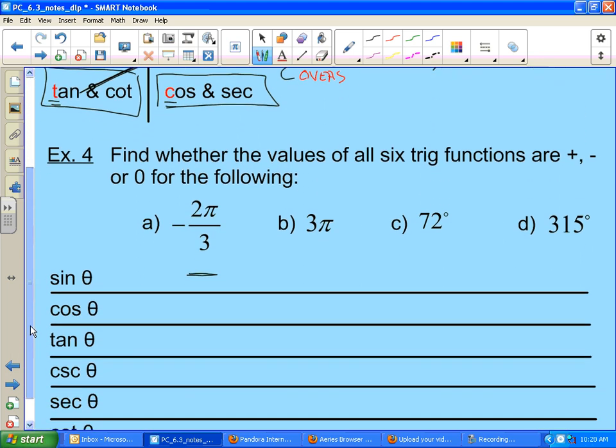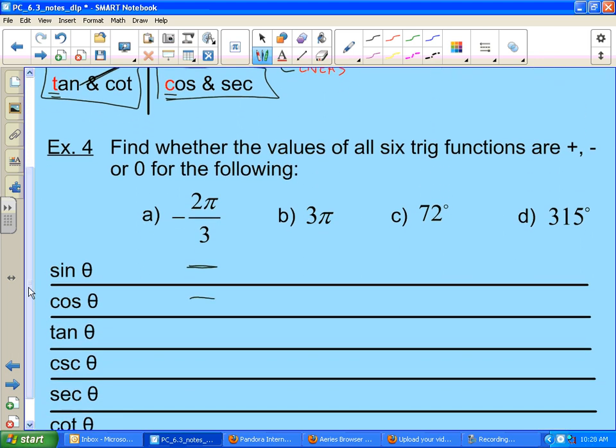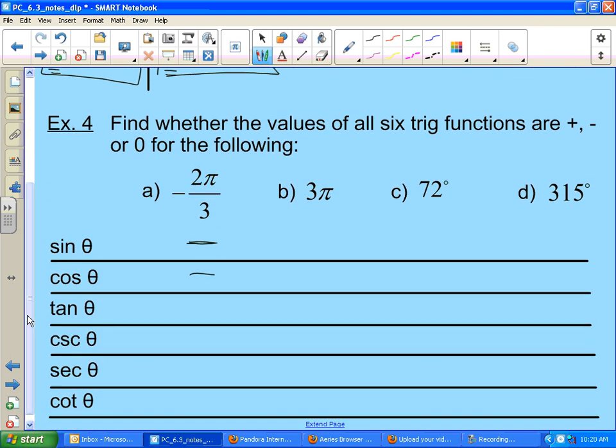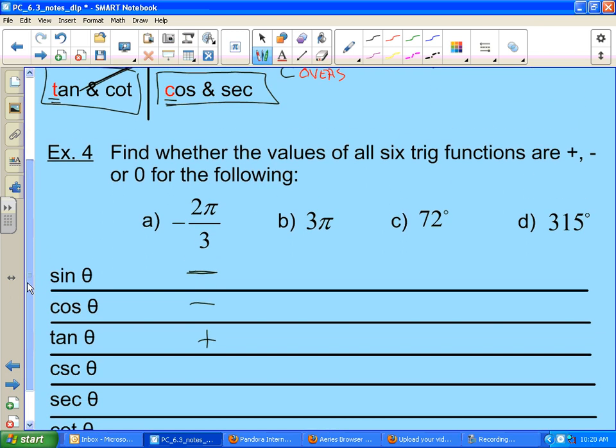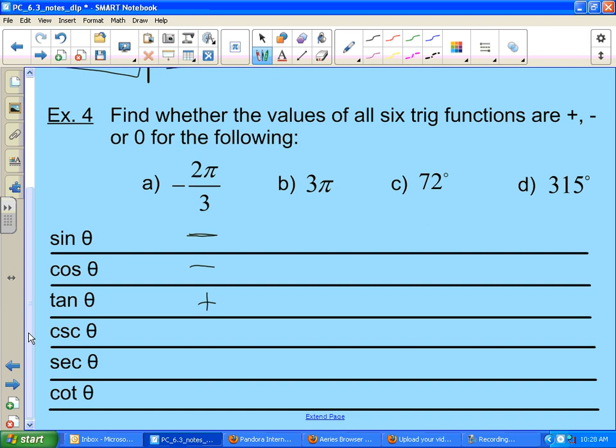So going along here, cosine, negative. What's tangent going to be? Positive. See how easy this is now. And then how about cosecant? Negative. How about secant? Negative. Is that hard to do?